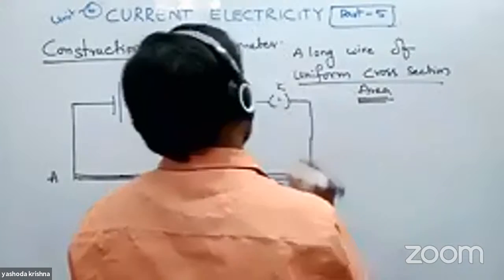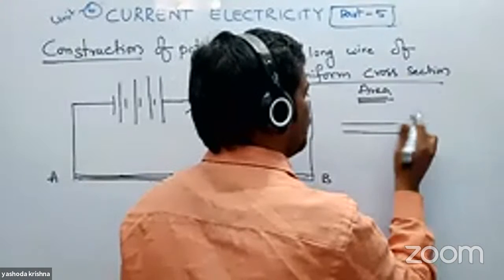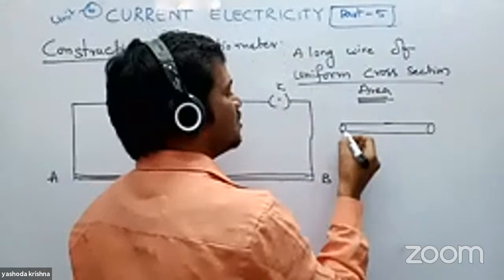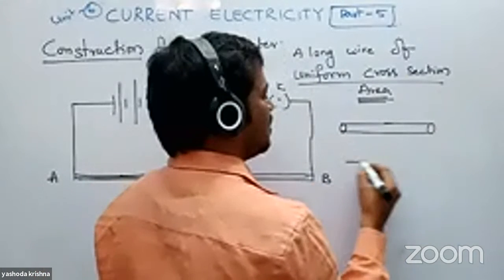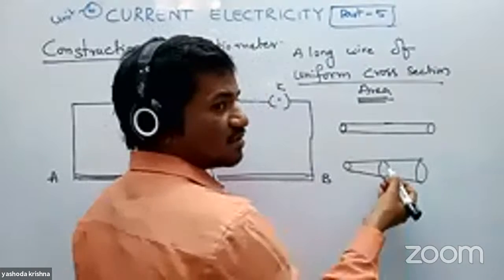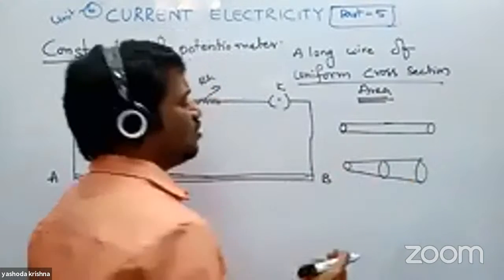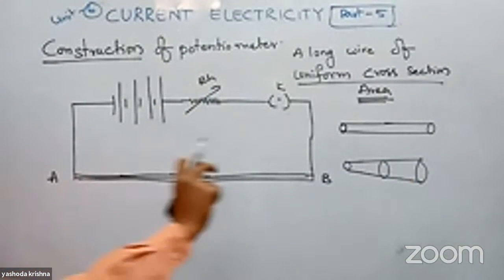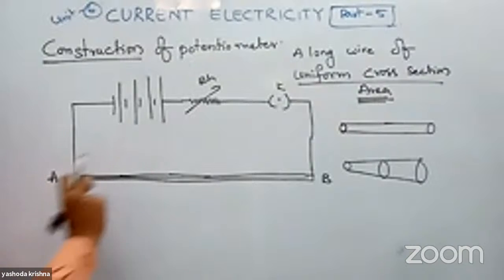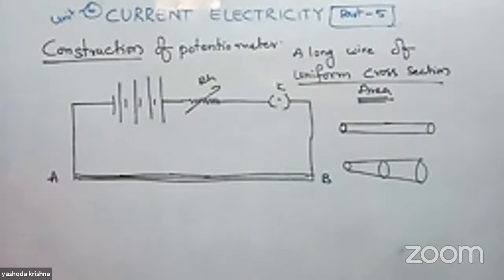Uniform cross section area. If the wire is like this, it is uniform cross section. Here the cross section area is constant. In this case, the cross section area increases, it is not constant, so this is a non-uniform wire. This is the uniform cross section wire, like that wire from A to B, on a wooden box.